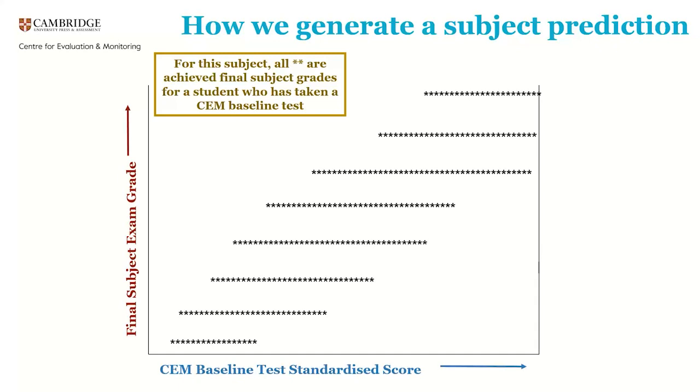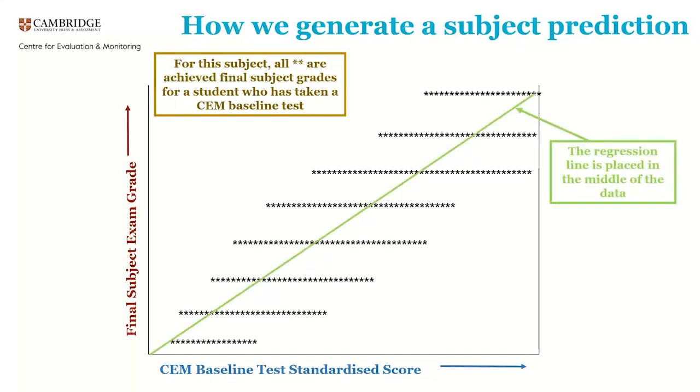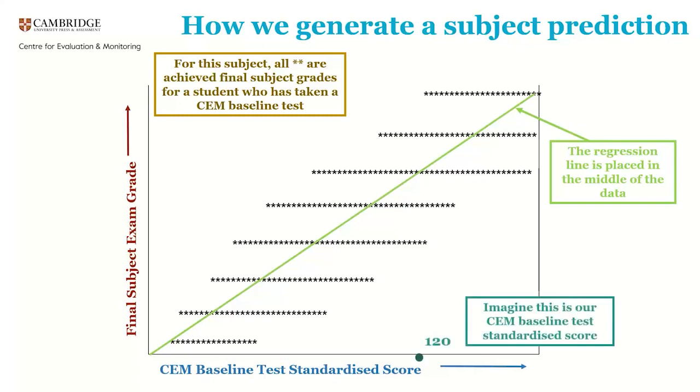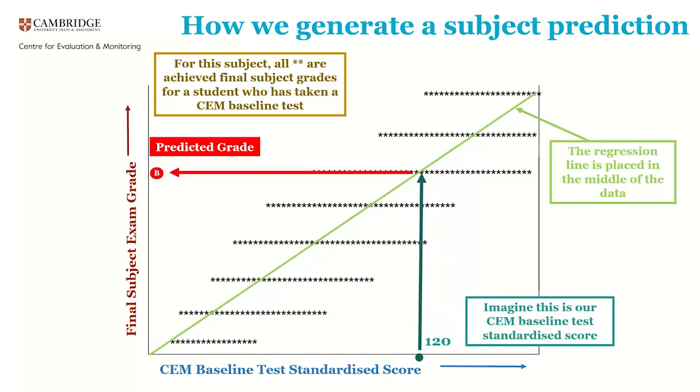So we've got our Chem standardized scores on the x-axis and the achieved final exam grades on the y. For every subject, one of those stars is a genuine achieved final exam result for a student with the Chem baseline data point. We put a regression line through the middle of the data where we've got roughly 50% of our genuine results above and below the line. So imagine we have a student who has achieved, say, 120 in that ALICE post-16 Chem baseline test. That would be their predicted grade for whatever subject this might be. And we get to that grade by going up from 120, where we cross the regression line, that is the most popular achieved grade for that starting ability student.